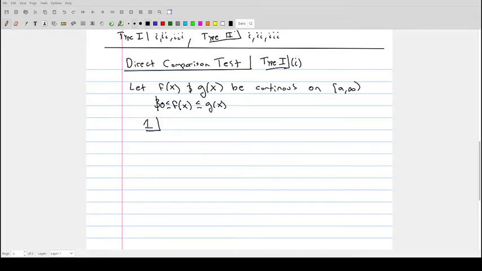The first conclusion of the direct comparison test is that if the improper integral from a to infinity of the function g converges, then necessarily the improper integral of f must always converge as well.